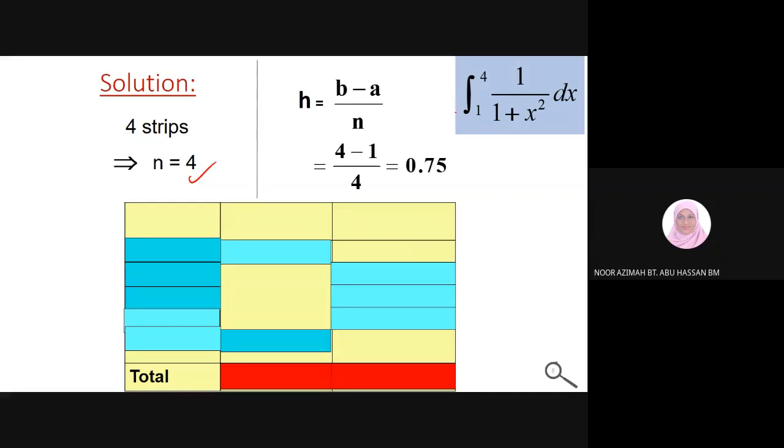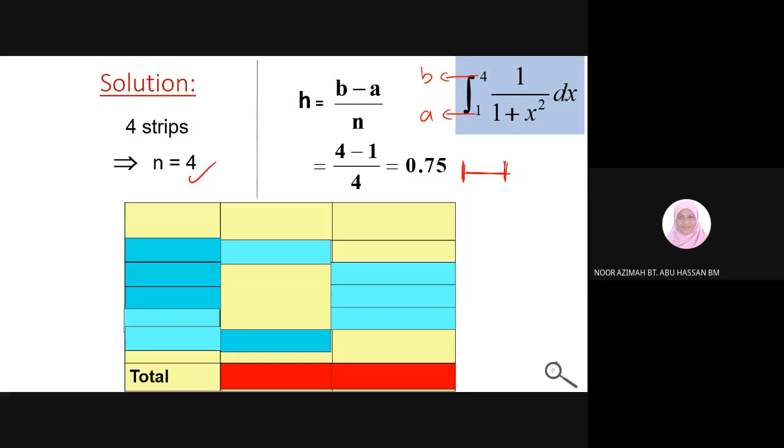b is equal to 4. A is 1, and 4. Substitute all, so you end up having 0.75. So 0.75 is the width of one strip. The size of one strip, lebar bagi satu strip kita.